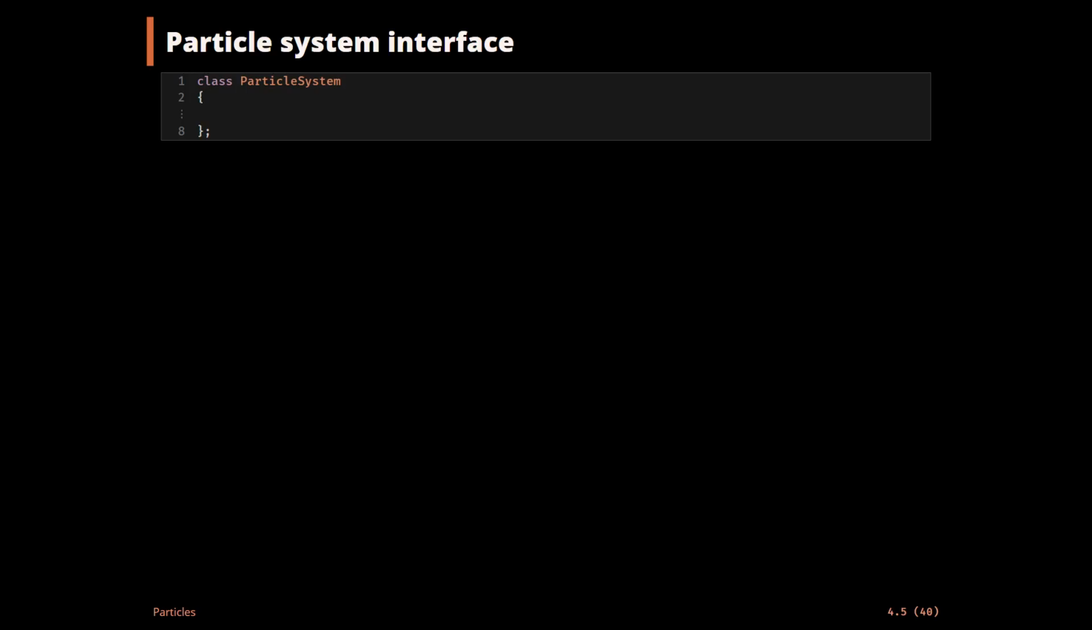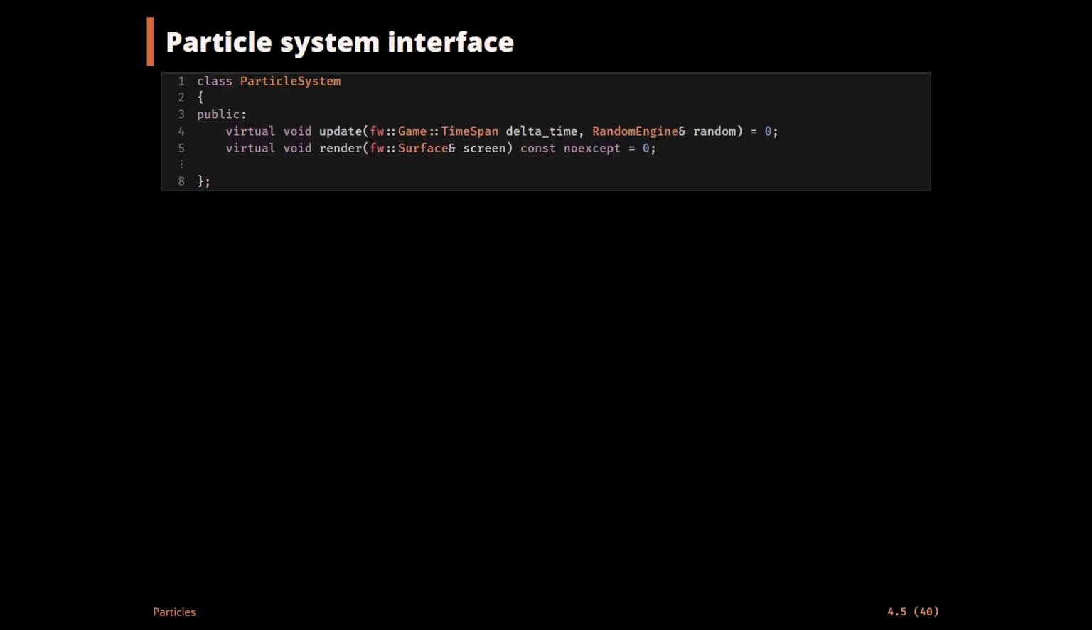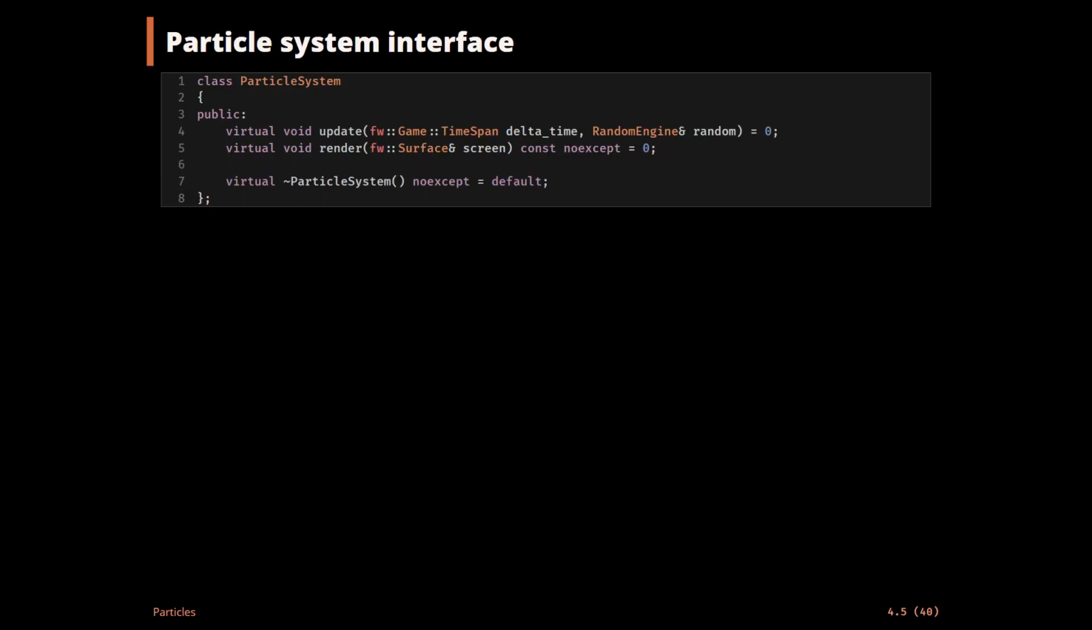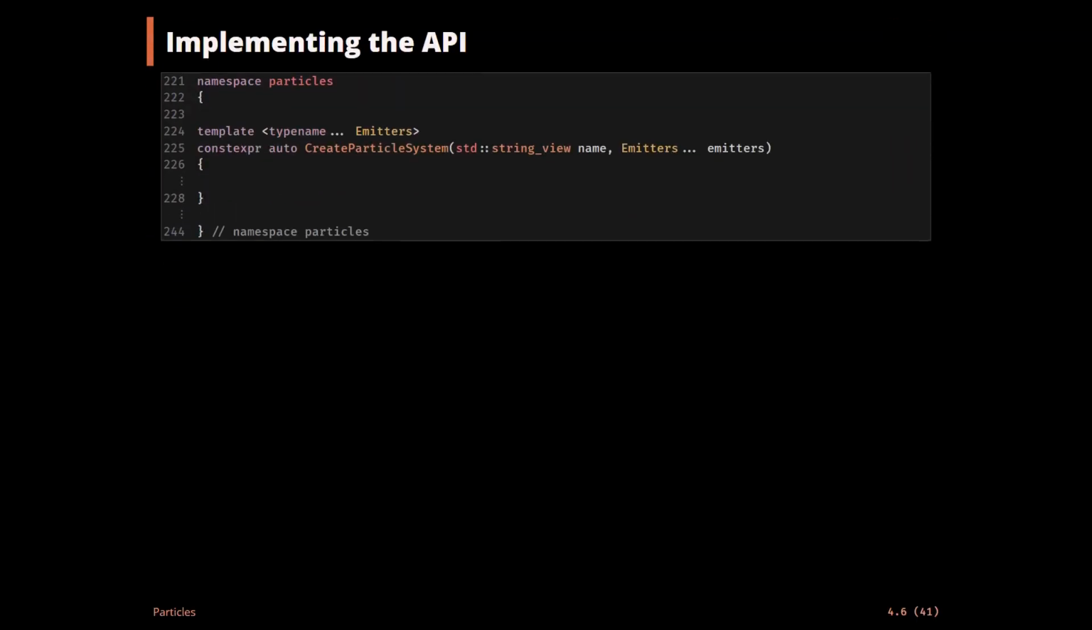So a particle system will be a templated class, but it will derive from this base class. And a particle system just has two functions. It has an update function and a render function, right? And then this will also have a destructor, because correctness, no memory leaks. So let's implement the API.